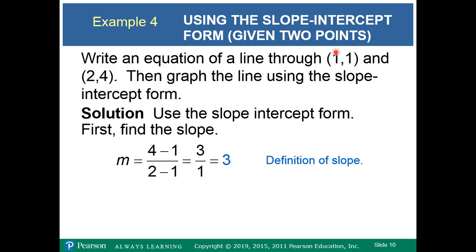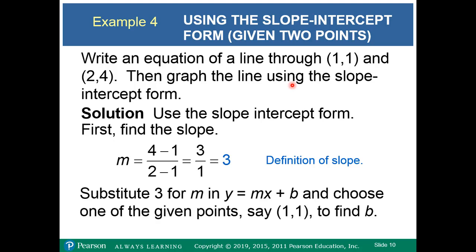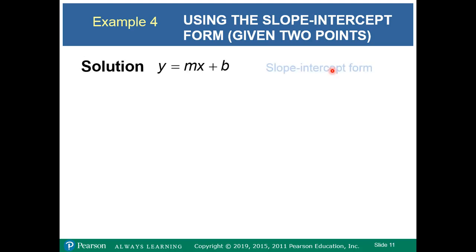And now, what we need to do is find the y-intercept. So that means we're going to use one of these 2 points. Again, it doesn't matter which one we use, and we're going to plug it into the slope-intercept form to solve for the y-intercept. So we choose (1, 1). That's an easy one to use, right? So let's use that. We're going to plug in 1, 1 for x and y and solve for b.